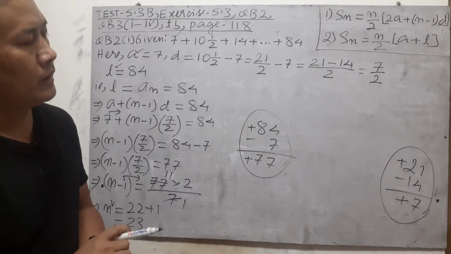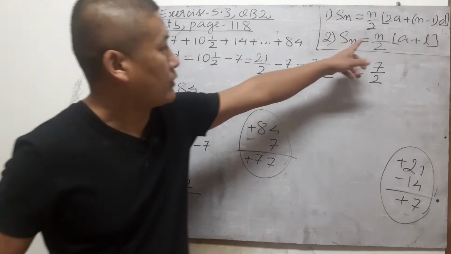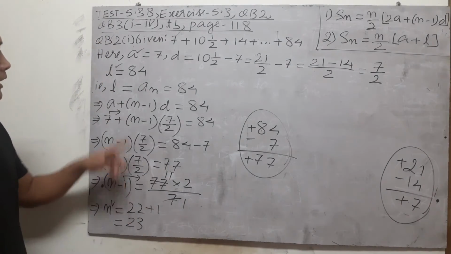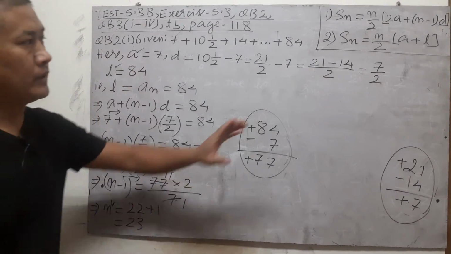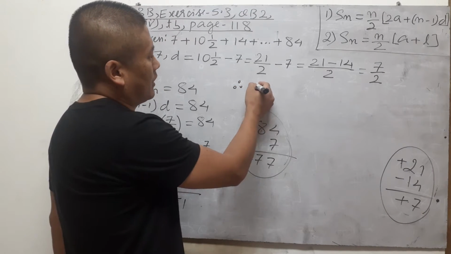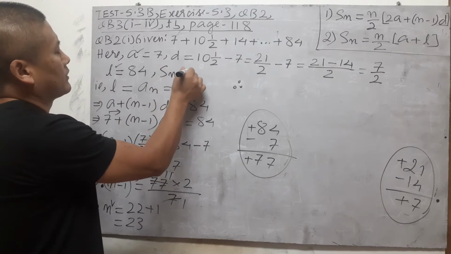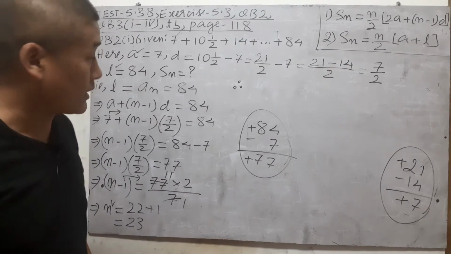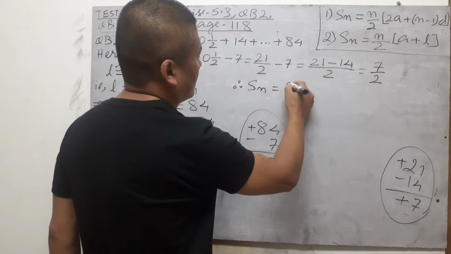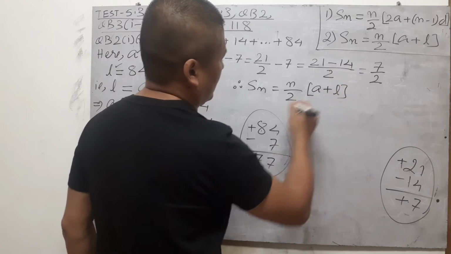So we have n, L and A. We can just use this second formula. I think n, L, A is there. So n is 23, L is 84, A is 7. This will be a better formula. So therefore they are saying find the sum, Sn, the sum of the n terms. Therefore Sn is equal to n by 2 into (A plus L).